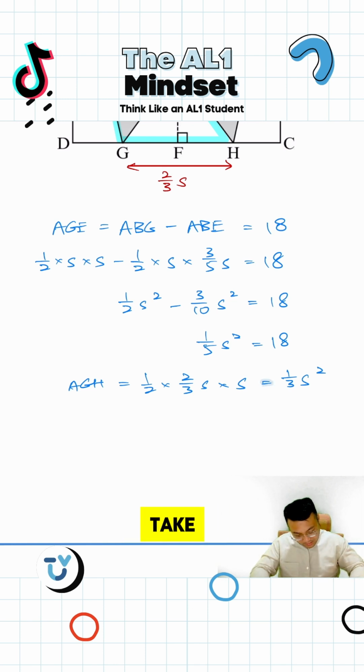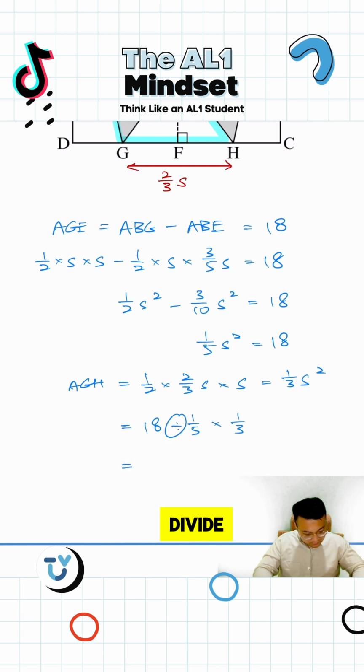Don't worry, let's just take 18, divide by 1/5, and multiply by 1/3. You will then be able to find 1/3 S squared. Whenever you see a divide in a fraction, please flip it upside down and change the divide to a times. So let's just simplify 18 divided by 3, 6, 6 times 5, and we found the area.